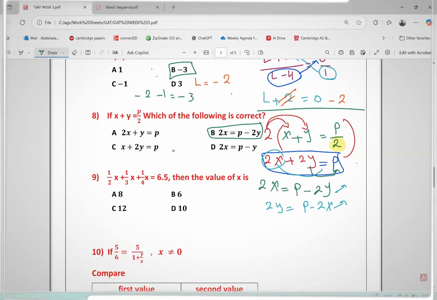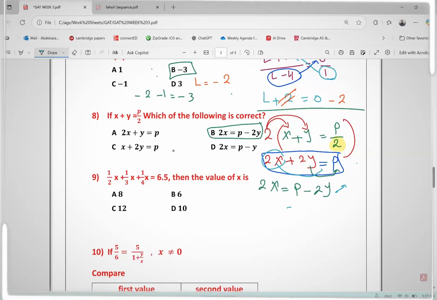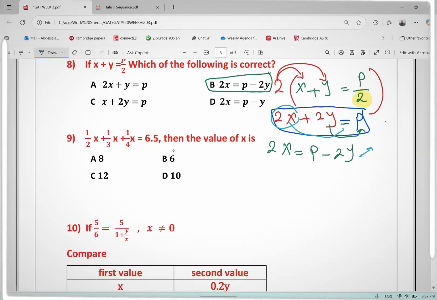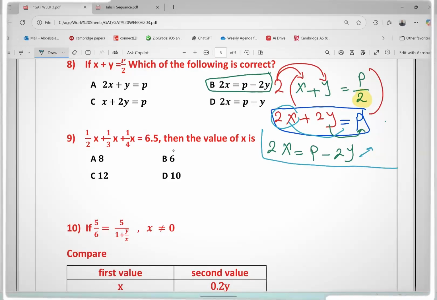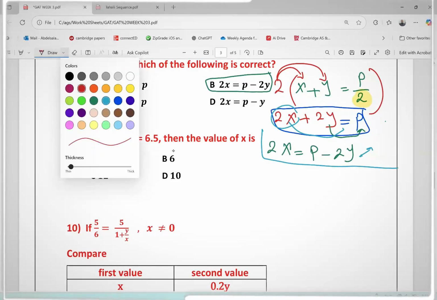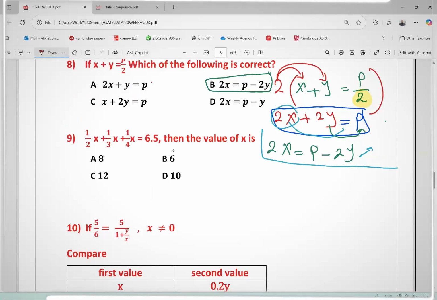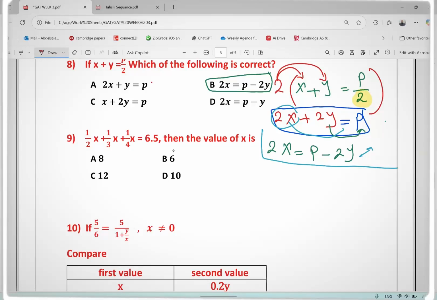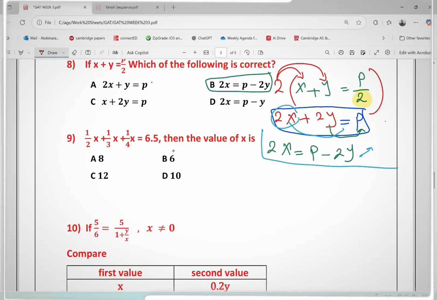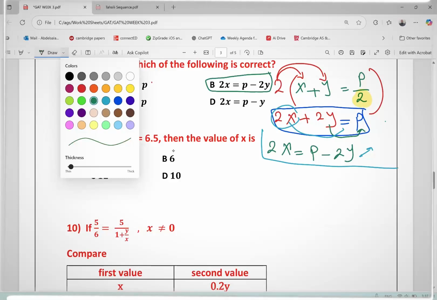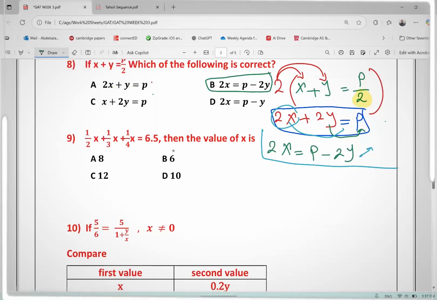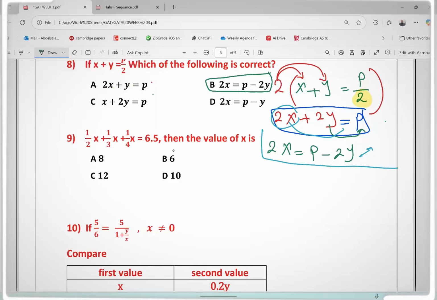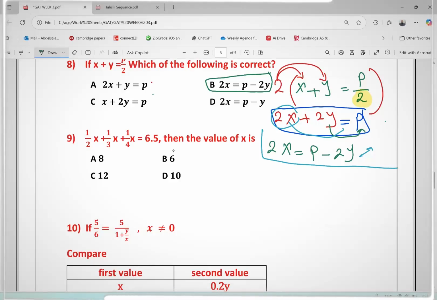Bismillah. Question number 9. We have x plus 1 over 3x plus 1 over 4x. Actually, it's all in terms of x. Can I combine it? Yes, you can combine it because all of them are in terms of x, but we have a problem here. We have different denominators: 2, 3, and 4. I will ask you a simple question. I need a big number, and this big number is divisible by 2, divisible by 3, divisible by 4.